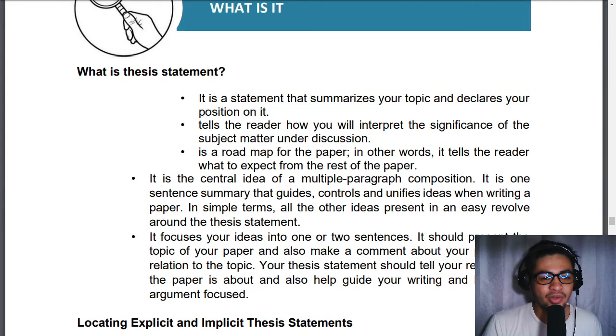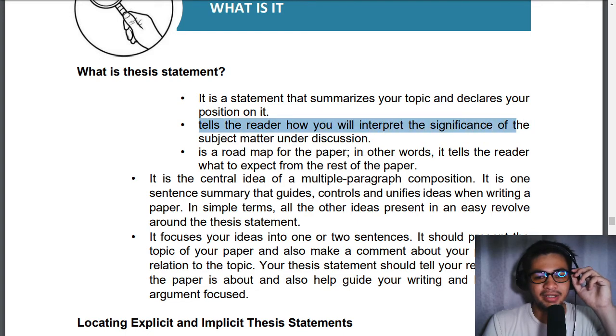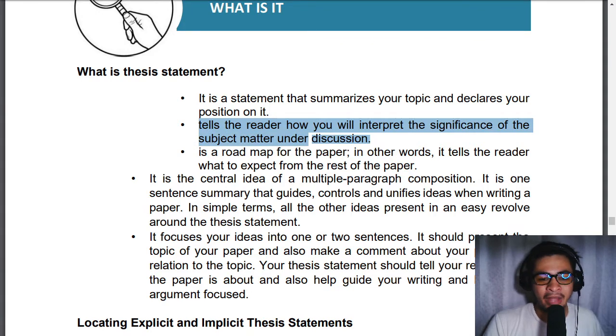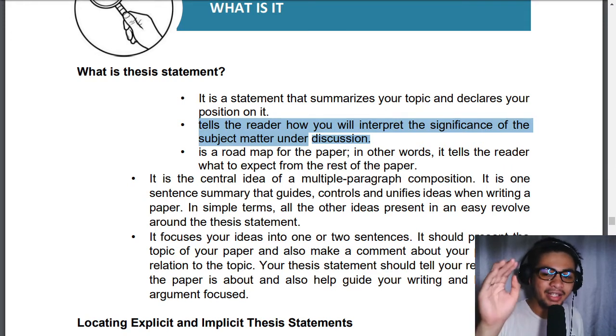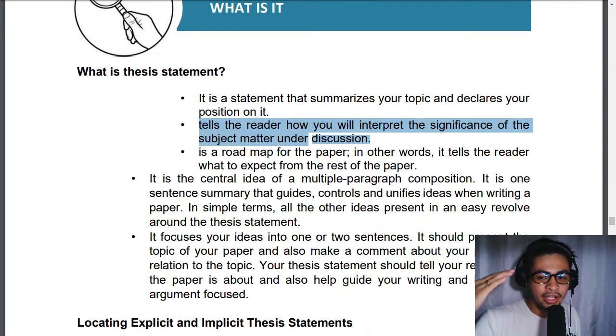A thesis statement also tells the reader how you will interpret the significance of the subject matter under discussion. So that is a thesis statement. Ang thesis statement, isa ni siya sa pamaagi for you to guide the readers on the things that you're going to discuss in your body. It could be a topic sentence but not all the time.